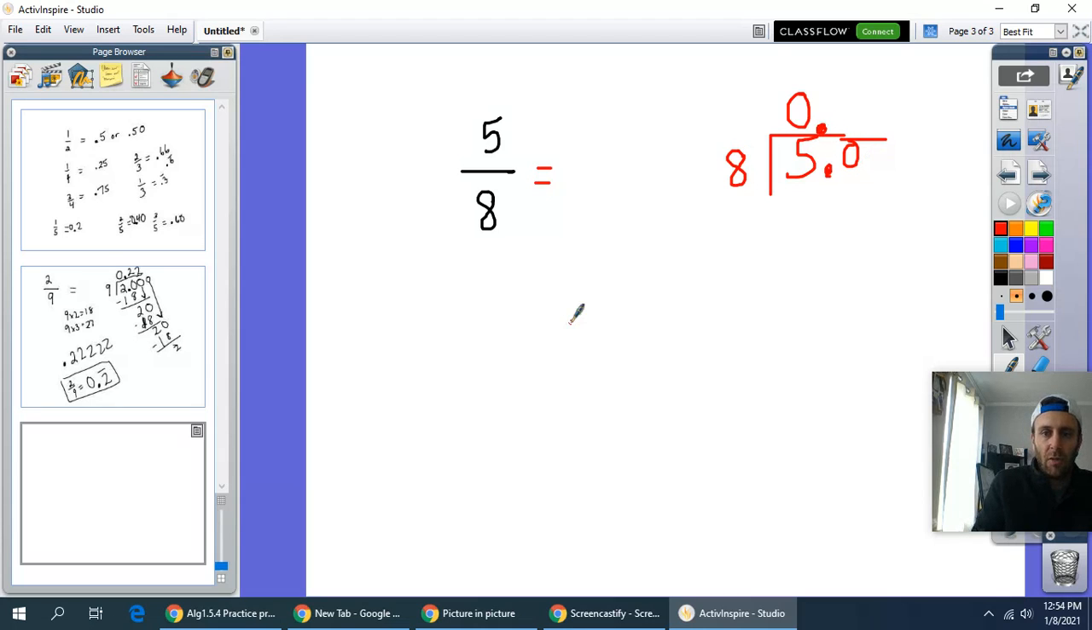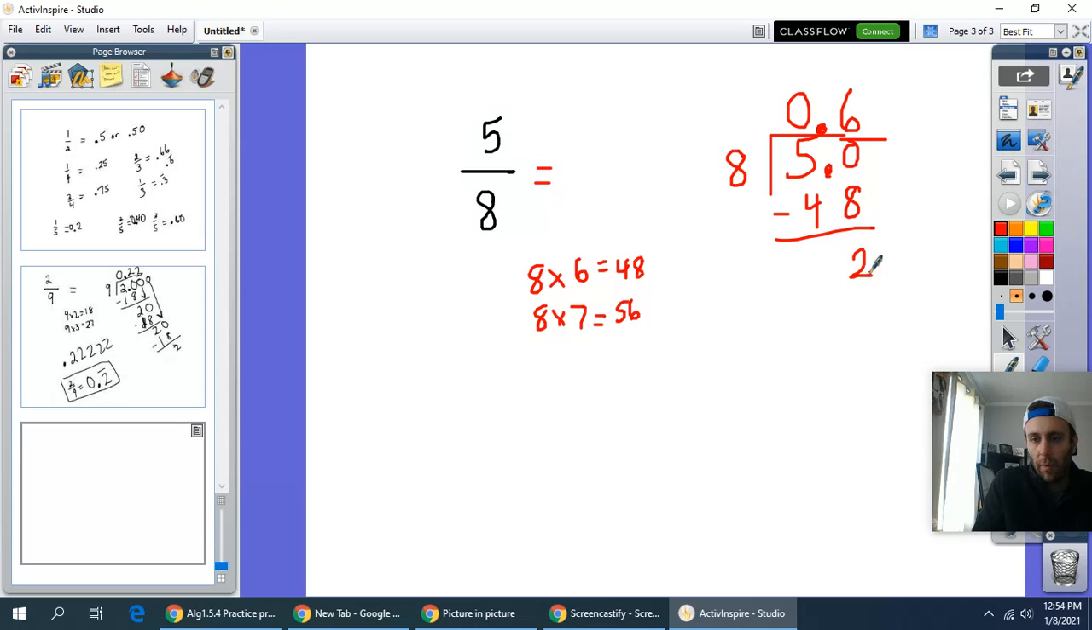8 goes into 50. If you think of your 8 times tables, 8 times 6 is 48. 8 times 7 is 56. 56 is too much because we have to get 50 or below. So it only goes in 6 times. And then when I multiply, I get 48. We did that over here. Remainder is 2. Well, remember, we can't stop there, so we have to add a 0, and we're going to bring it down. So now 8 goes into 20. 8 goes into 20 2 times, because 2 times 8 is 16.